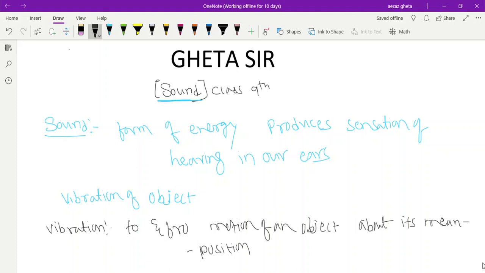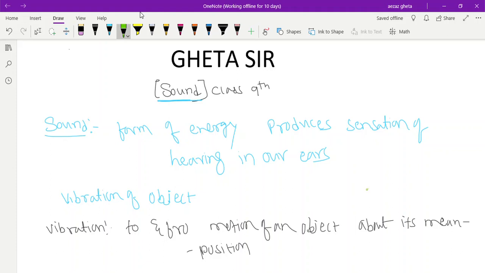Is it clear? What is sound? Sound is a form of energy. It produces the sensation of hearing in our ears. Correct? Now, how is sound produced? By vibration of an object. What is vibration? To and fro motion of an object about its mean position. Now, what exactly is to and fro?